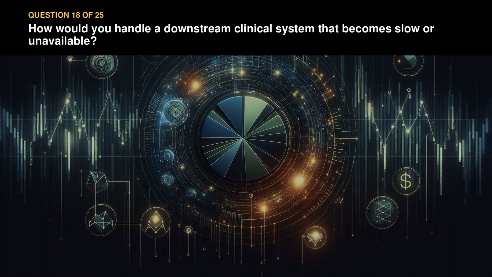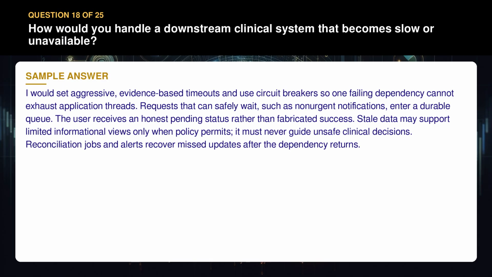Question 18. How would you handle a downstream clinical system that becomes slow or unavailable? I would set aggressive, evidence-based timeouts and use circuit breakers so one failing dependency cannot exhaust application threads. Requests that can safely wait, such as non-urgent notifications, enter a durable queue. The user receives an honest pending status rather than fabricated success. Stale data may support limited informational views only when policy permits. It must never guide unsafe clinical decisions. Reconciliation jobs and alerts recover missed updates after the dependency returns.